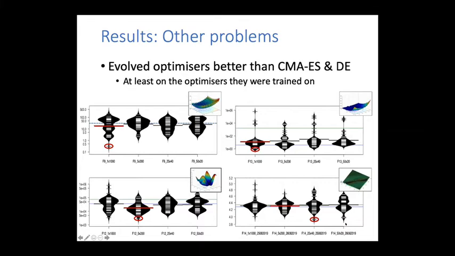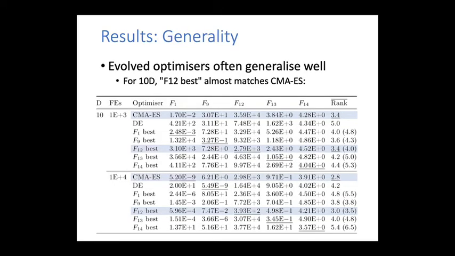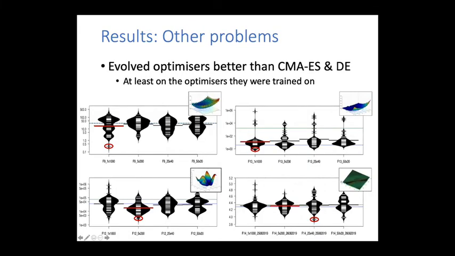And you can also see for each of these that there are lots of evolved optimizers which are doing better than CMA-ES and DE on these particular problems. However, how well an optimizer does on the problem on which it was trained is arguably not that interesting. So it's also interesting to see what happens when we reevaluate these best optimizers on other problems. So the best optimizers are the ones circled in red, which have the minimum errors.